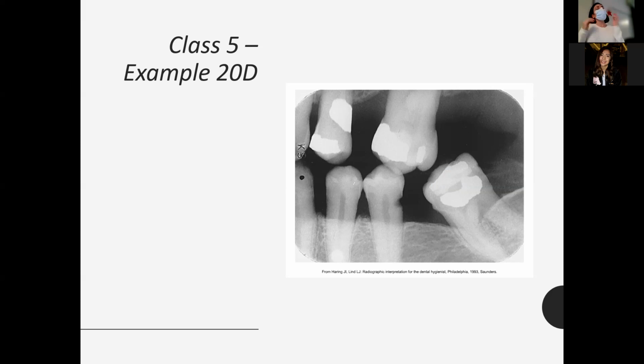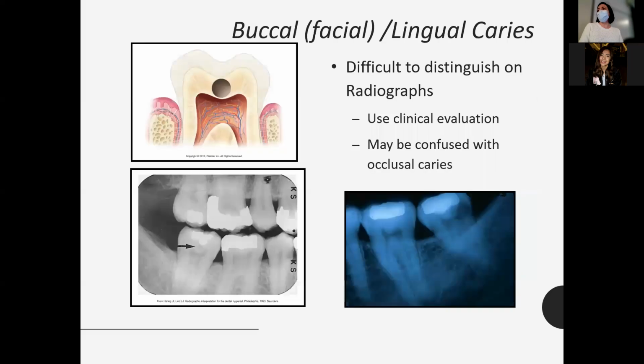This is the other reason why clinical examination is great, because you can diagnose root caries with your eyes too. You don't just have to rely on x-rays. You'll be looking at their mouth and you can see if there's decay on a root surface. There's the decay on the root surface there.